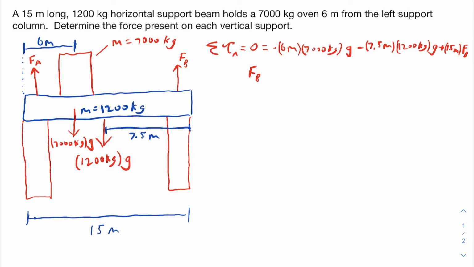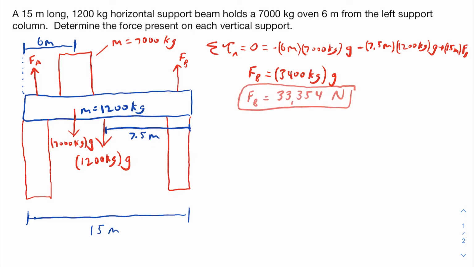Solving for force B, we find that it's equal to 3,400 kilograms multiplied by the acceleration due to gravity. Using 9.81 meters per second squared for the acceleration due to gravity, we find that force B is equal to 33,354 newtons. Since the beam is in static equilibrium, we know that the sum of the forces in the y direction will also equal 0.